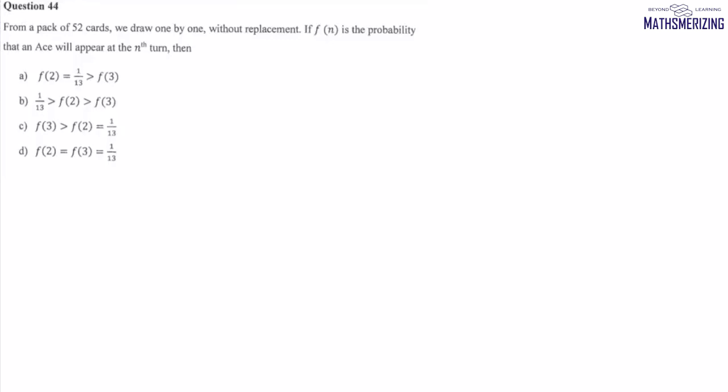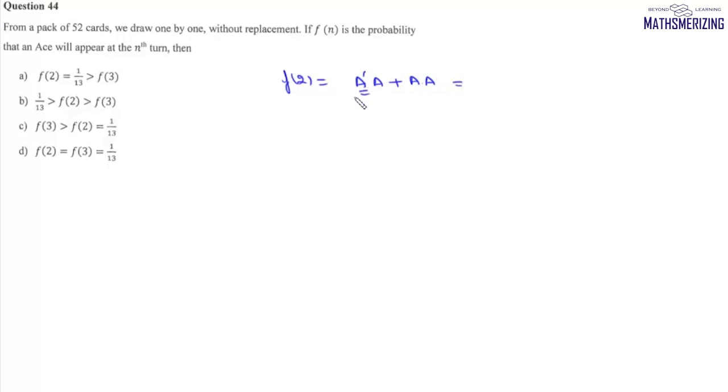Now question number 44 is, from a pack of 52 cards, we draw one by one without replacement. If Fn is the probability that an ace will appear at the nth turn, then we need to find F2 and F3. So F2 is the ace appears at the second turn. So either it could be no ace in the first, and then we have an ace in the second, or it could be an ace in the first and then an ace in the second as well.